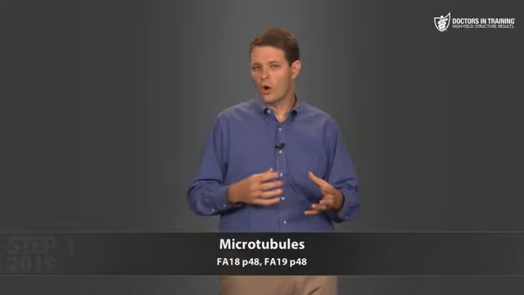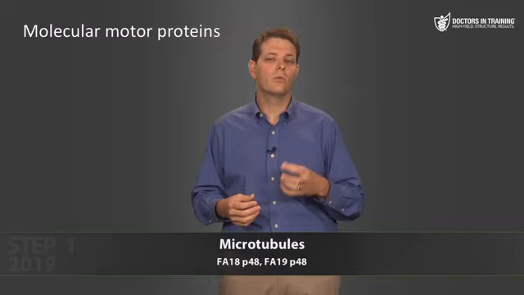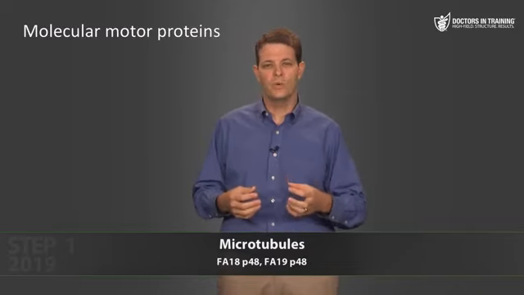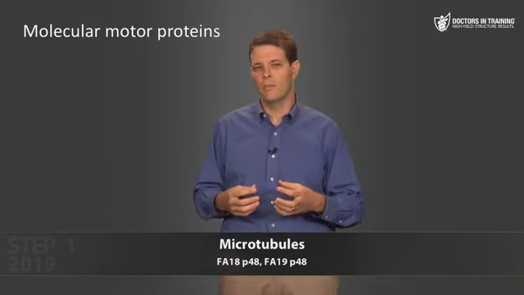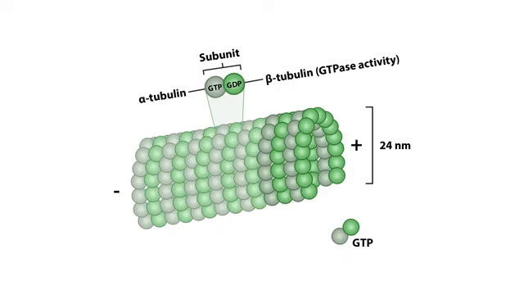So how exactly does this work? Well, the railroad cars that actually move things up and down these microtubule tracks are called molecular motor proteins. There are 2 of these you should know about, dynein and kinesin. Microtubules are oriented with a plus end and a minus end. The end of the microtubule made up of alpha tubulin is the minus end, and the end with beta tubulins is the plus end.